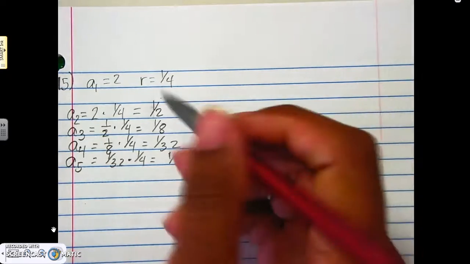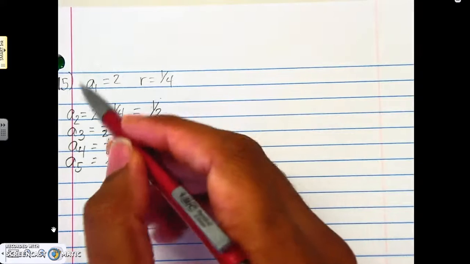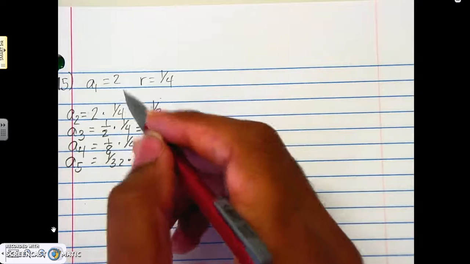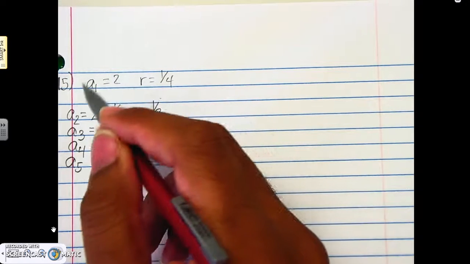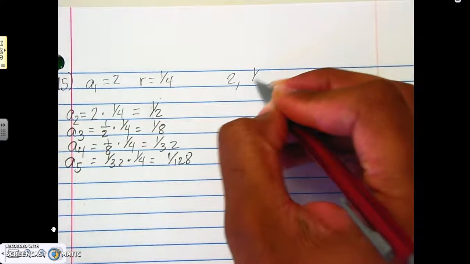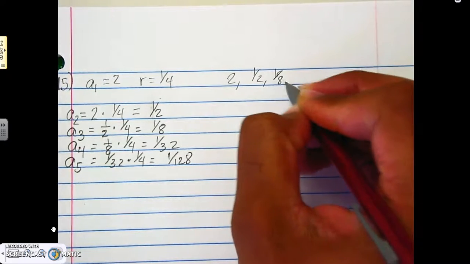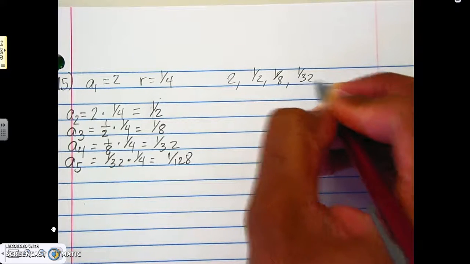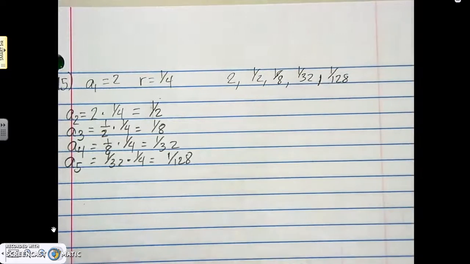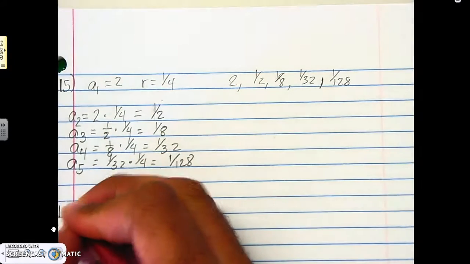The first number is given here, so on our multiple choice test on Monday, or whenever you take this test, the multiple choice part should start off with this number, the first number in the sequence. So it's 2, 1/2, 1/8, 1/32, and then 1 over 128. Alright, that's 15. Let's do 16, and then we'll stop the video here.